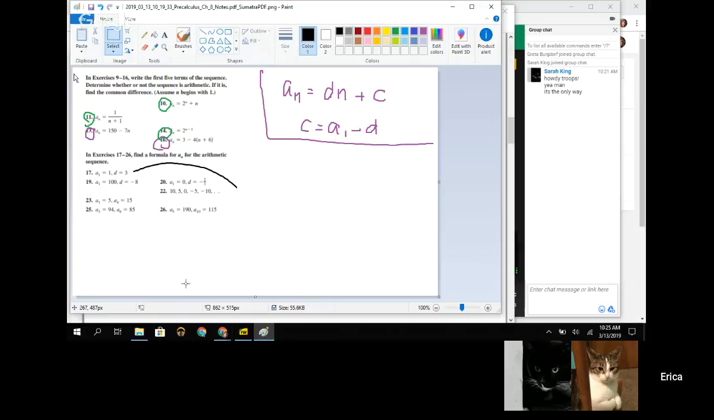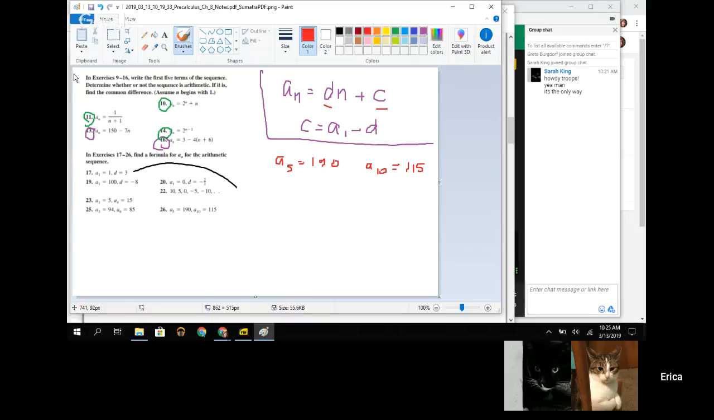So we know that a sub 5 equals 190, and a sub 10 equals 115. Fantastic, right? We have a couple of things we need to figure out. We have to find the difference and we have to figure out the constant.